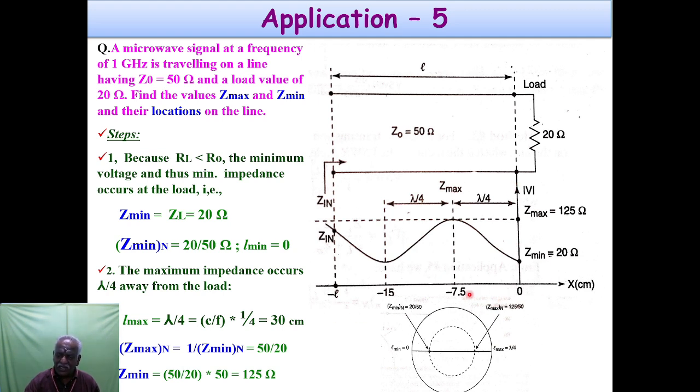So it is travelled minus 7.5 centimeters. Okay, x is measured in centimeters, a lambda by 4 distance. Again, if you move another lambda by 4 distance, you will reach this point, minus 15 centimeters. So this is minus L. Since we are moving from the load towards the source, we are putting it as minus L, that's all, right?